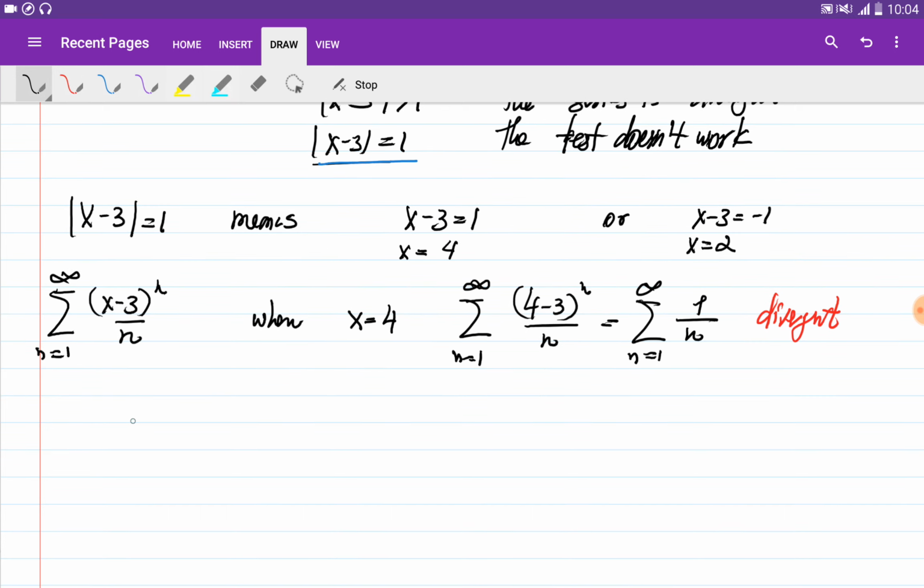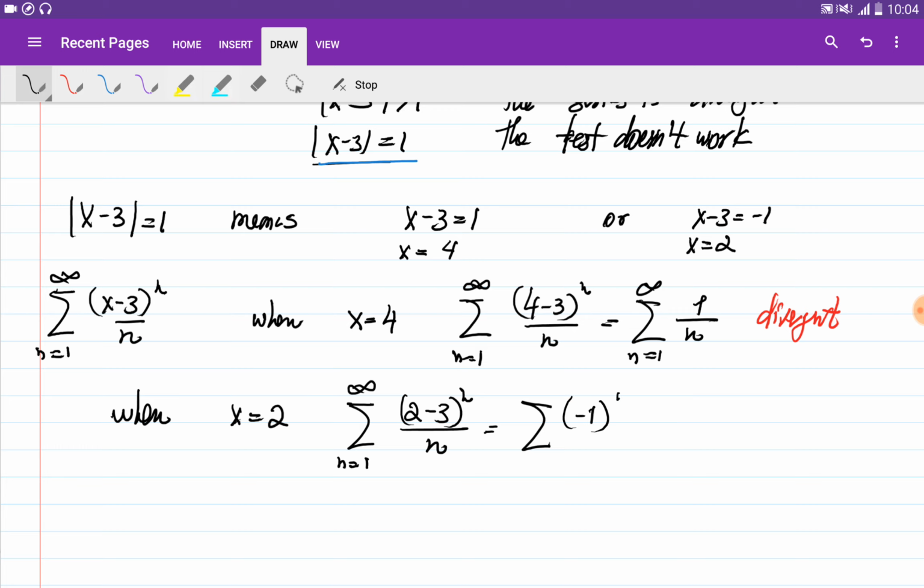So let's consider the second case, when x is equal to 2. If I substitute 2, it's going to be 2 minus 3 in a power of n divided by n, n goes from 1 to infinity. So 2 minus 3 is going to be minus 1, right? Minus 1 in a power of n divided by n, and n goes from 1 to infinity. This is the alternating version of the harmonic series, so that is why it's convergent. So at x equal to 2, the series is still convergent.